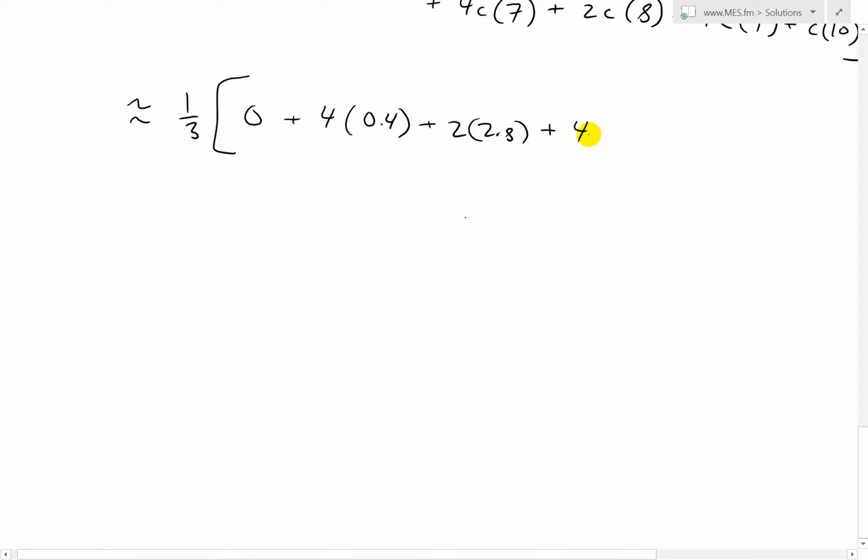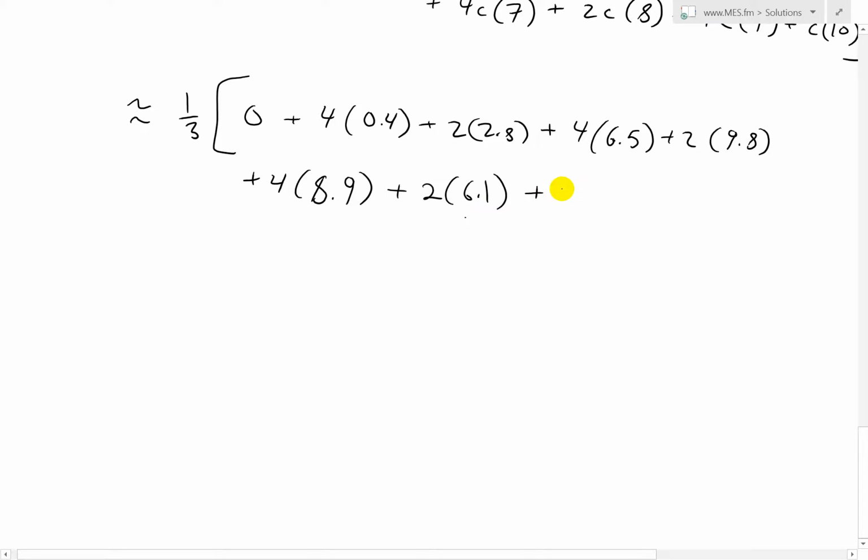So this is going to be 4 times 6.5, and then plus 2 times 9.8, then plus 4 times, I think it was 8.9. And then it goes to plus 2 times 6.1. Let's do it by memory. Then plus 4 times 6.0, and then plus 2 times 2.3. Then plus 4 times the last one, 1.1, and then plus, this is going to be just by itself, 0.